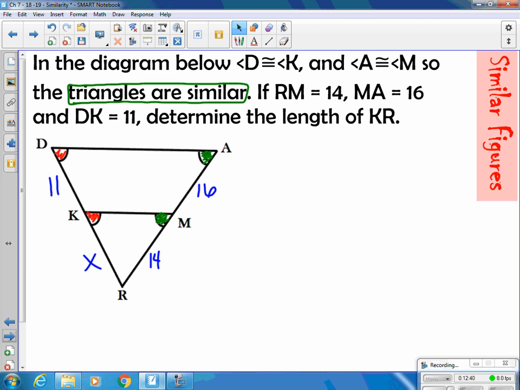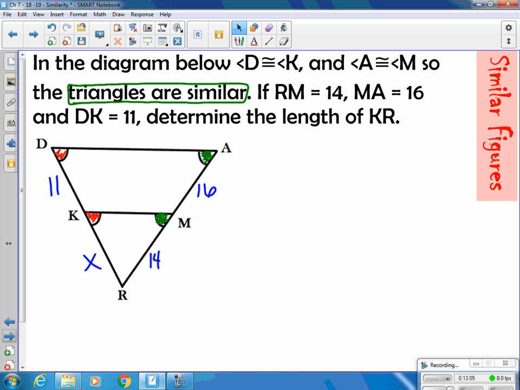Be very careful here. This is where a lot of people are going to make a mistake and set up incorrect proportions. You have to remember that in order to set up proportions, we have to have similar shapes. So we have to have the same shape. A lot of people will try to set up 16 over 14 equals 11 over x, because it's the proportion you can actually see right here.